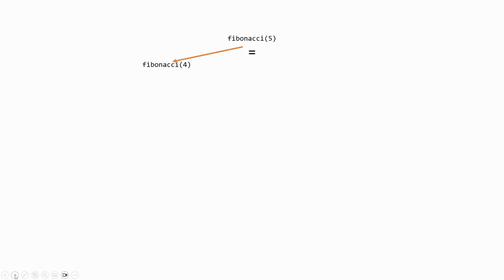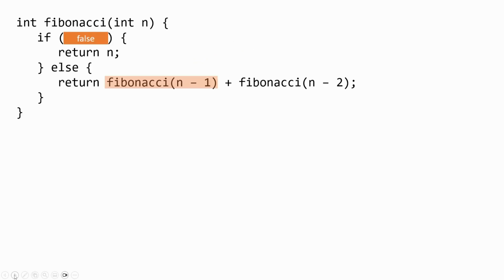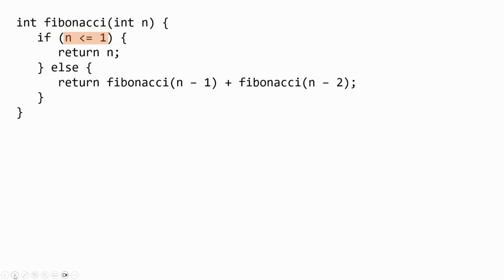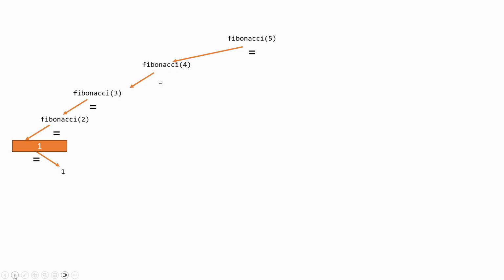And so we can do this with a tree, and we would call Fibonacci of 4. When we look at Fibonacci of 4, we're going to call Fibonacci of 4 minus 1, which is Fibonacci of 3. Fibonacci of 3 will call Fibonacci 2 as its first step. Fibonacci 2 will call Fibonacci 1. Once we get to Fibonacci 1, 1 is less than or equal to 1, and so 1 will get returned.